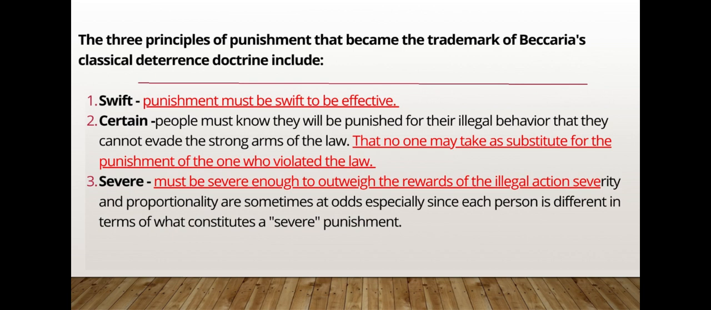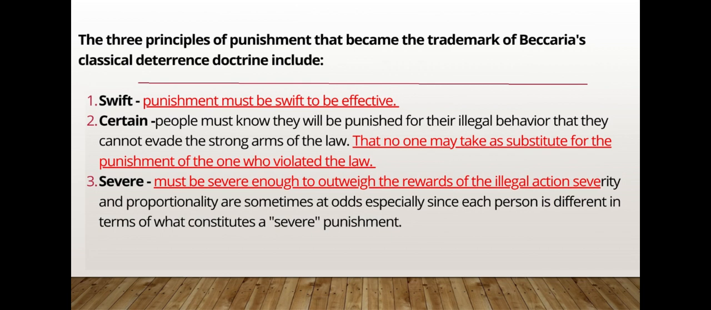Pwede siyang makatakas. And second principle is certain, sabi dyan, that no one may take a substitute for the punishment of the one who violate the law. Ano ibig sabihin? Ibig sabihin, kung sino daw ang nakakommit ng crime, siya ang dapat parusahan. Walang pwedeng pumalit sa kanya. For example, si Pedro, nakapagnakaw siya. Siya dapat ang parusahan, hindi si San Pedro. Okay? And our third principle of punishment is severe.